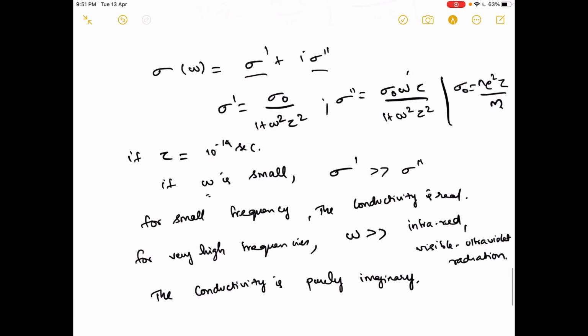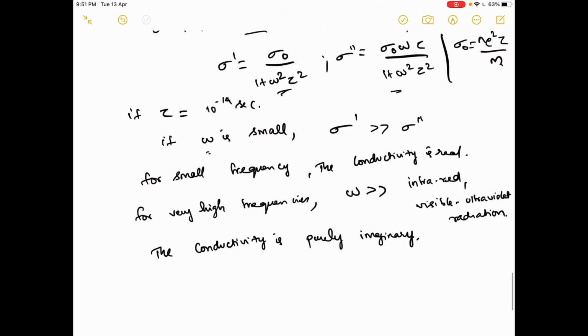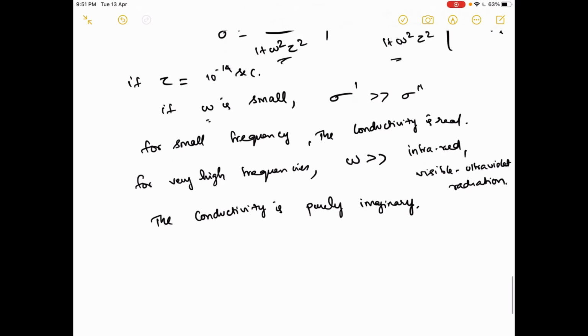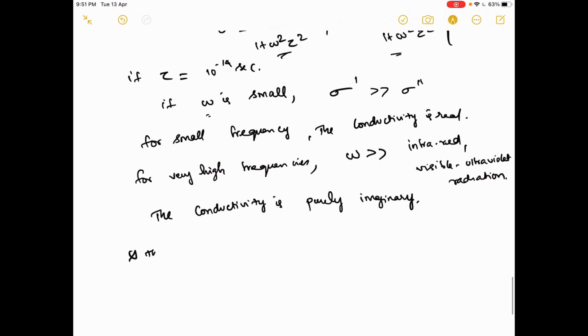Once again, if you go back to this term, omega is extremely large, so the real part goes to 0 here, and the imaginary part, it's easy to see, goes as 1 by omega. So basically, the higher the frequency, even the imaginary part turns out to be 0. Under these situations, there are no losses in the material, and the metal turns completely transparent to the radiation.